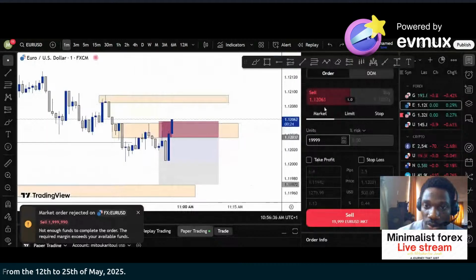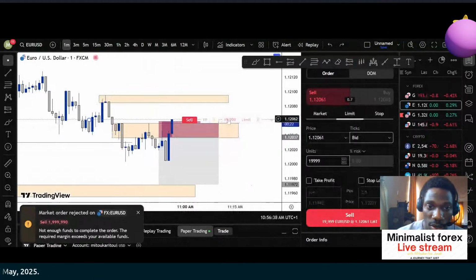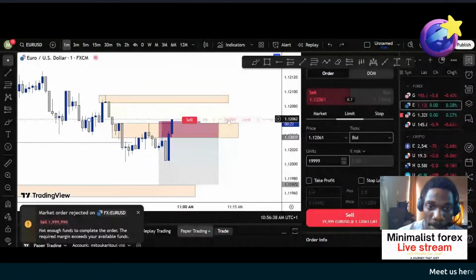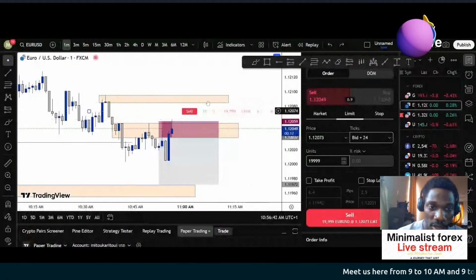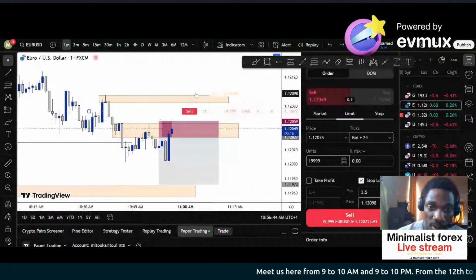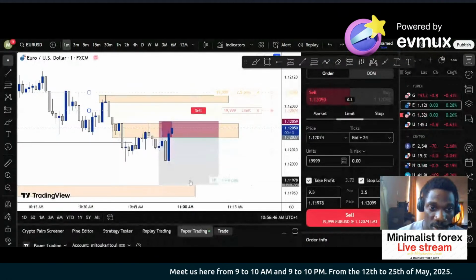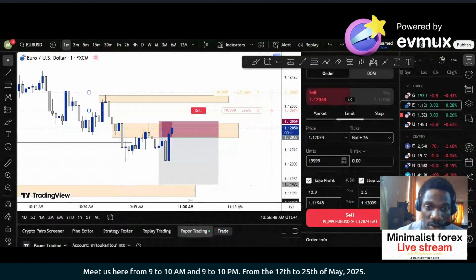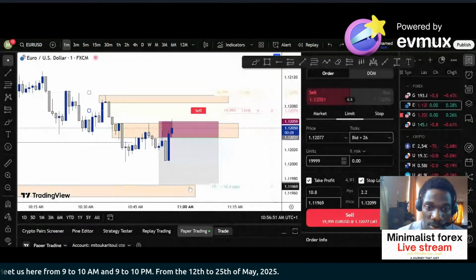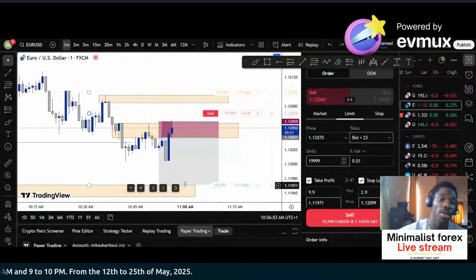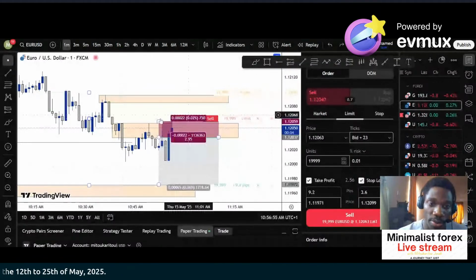And I'm going to take it here. Stop loss at the top. This is 1 minute. So on the 1 minute, a lot of things have to be overlooked. Not overlooked, but you can't really rely on the information you're getting from these candles.